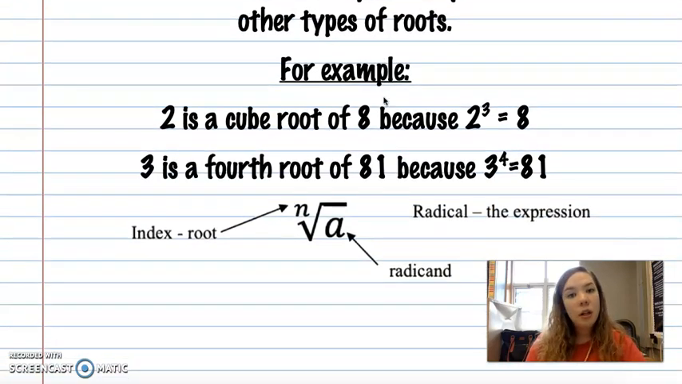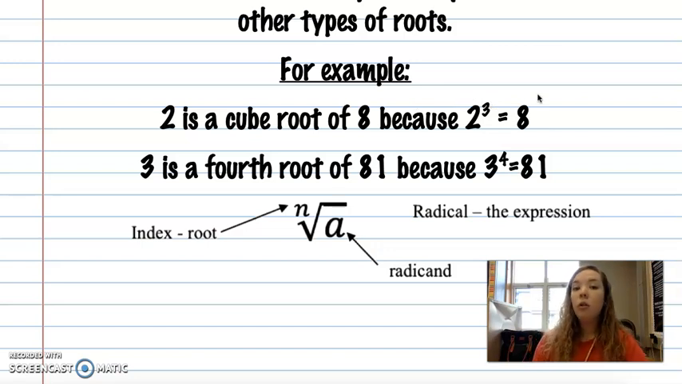So I think we've talked about cube roots before, but in case we haven't, 2 is a cube root of 8 because 2 cubed is equal to 8. 2 times 2 times 2 is 8. Whereas 3 would be a fourth root of 81 because 3 to the fourth power equals 81. 3 times 3 times 3 times 3 is 81.